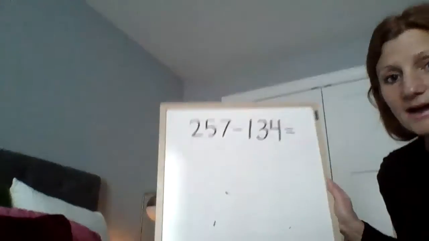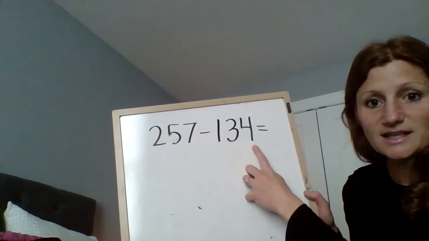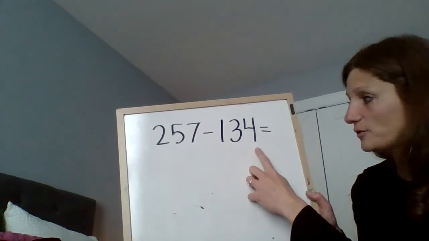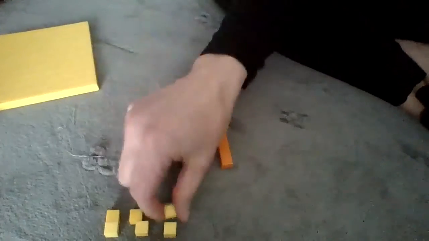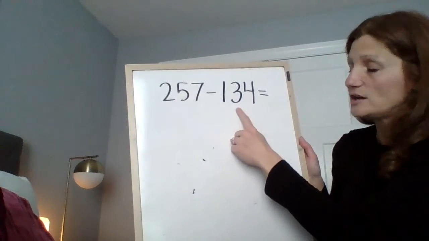If I look back to my number sentence, it also tells me I need to take away 4 ones. So we're going to do that now. We're going to take away these 4 ones. 1, 2, 3, and 4. Okay, so I started with 257, and we took away 134. So let's see what we have left.